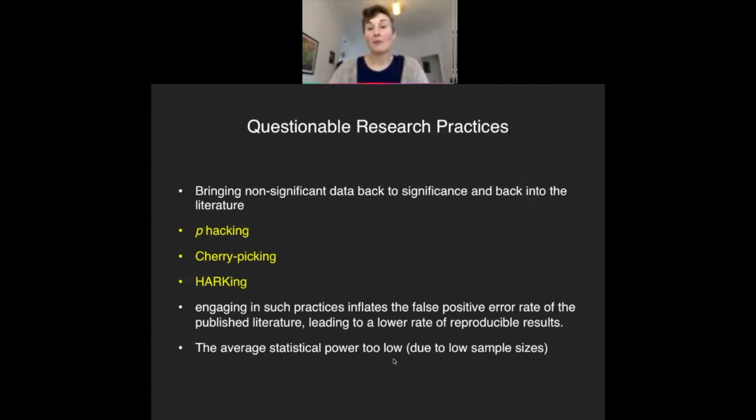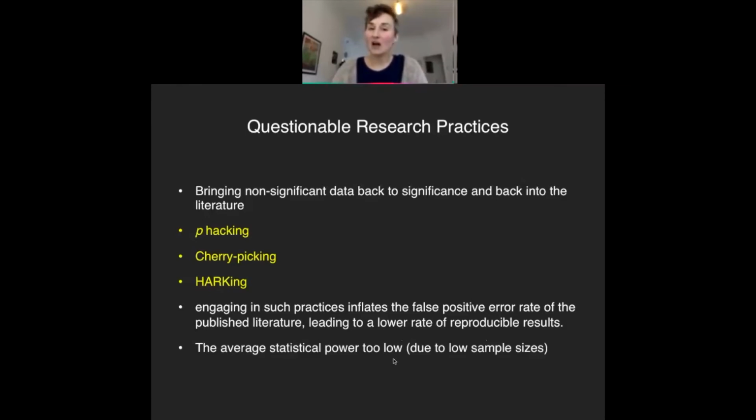This pressure to obtain significant results leads to questionable research practices that scientists engage in. This basically means bringing non-significant data back to significance so that they can be published. So it's basically tweaking your data. There are three main ways this can be done. One of them is p-hacking, which I'll explain in a second. Then there's cherry picking, and then there's HARKing. Those are the three most prevalent questionable research practices.